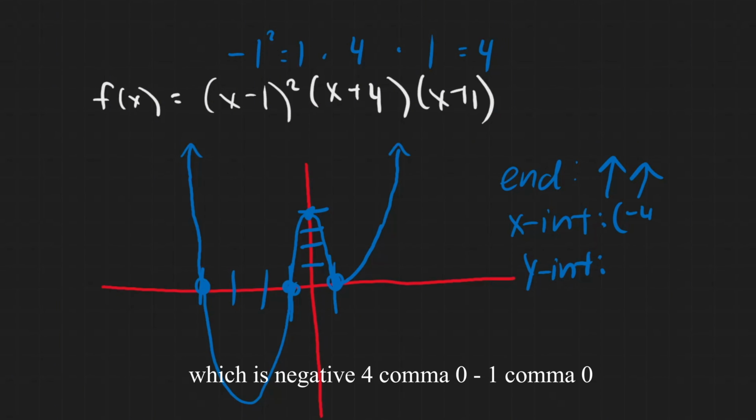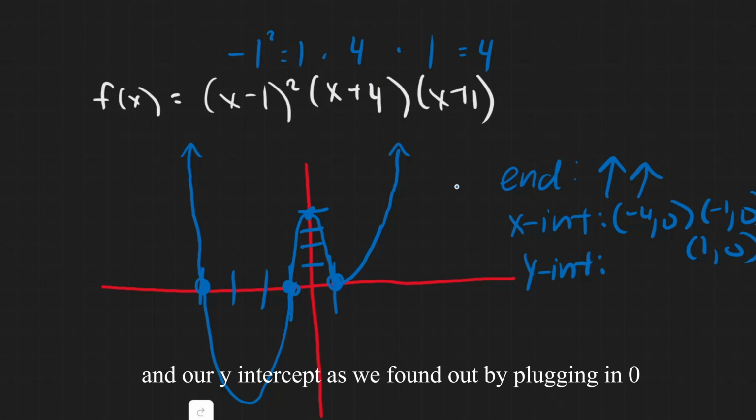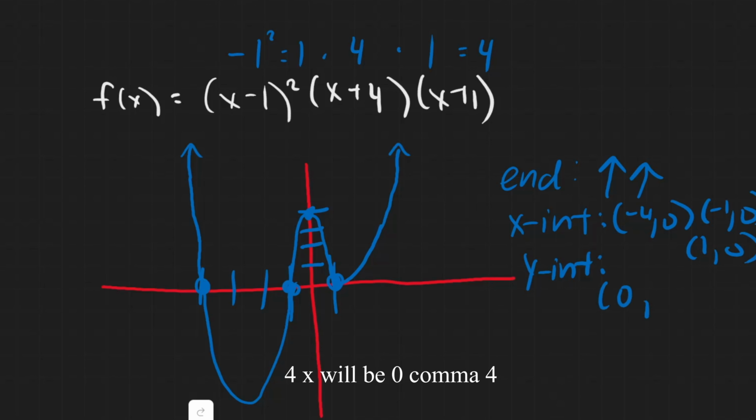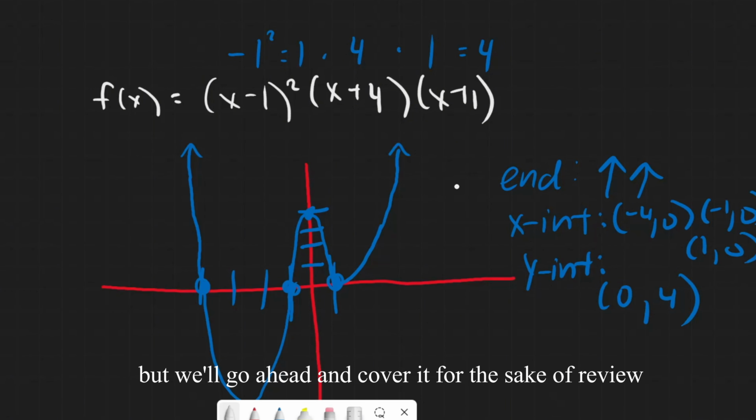which is negative 4, 0, negative 1, 0, and 1, 0. And our y-intercept, as we found out by plugging in 0 for x, will be 0, 4. The last thing we want to look for is increasing and decreasing intervals. You may or may not be asked this on a test, but we'll go ahead and cover it for the sake of review.